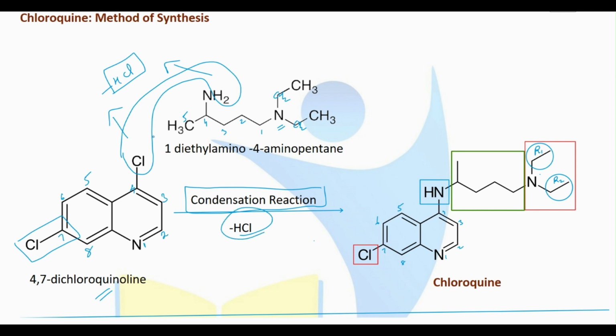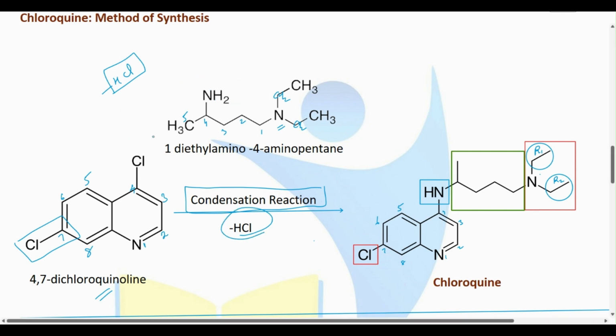So one molecule of HCl is getting eliminated, and along with that there is a formation of a new bond between the nitrogen atom and the carbon atom at the 4 position. So there will be a bond formation, and this will lead to the formation of the product. The bond will be formed between the carbon and the nitrogen atom. So you will see here, there is a bond formation between the nitrogen and the carbon atom, correct?